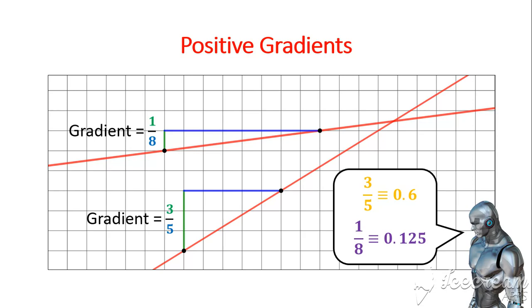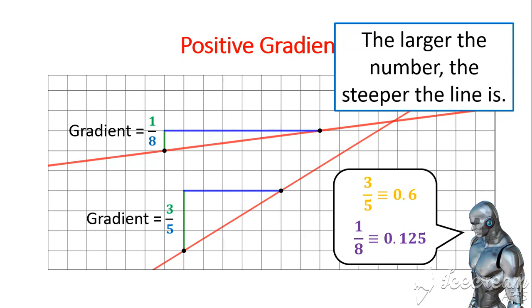Because 3/5 is greater, then it's the larger number and it's the steeper gradient. And you can see visually that the gradient that has 3/5 is steeper. It would take a little bit more energy to walk up that hill than it would to walk up a hill that has a gradient of 1/8. So the larger the number is, the steeper the line is.